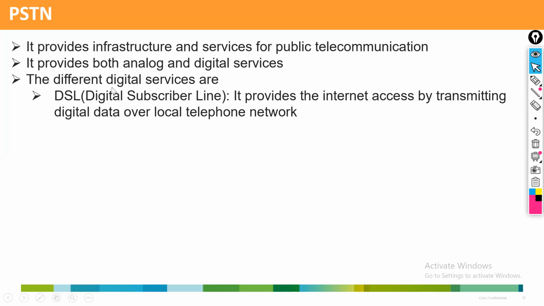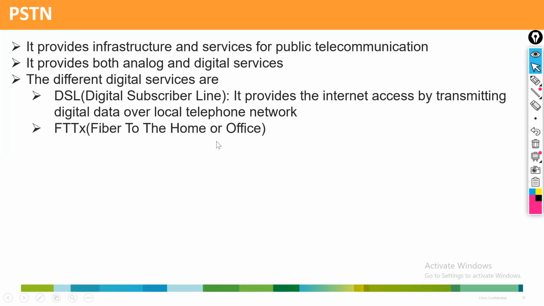DSL, but nowadays we don't have this. Earlier, when you took an internet connection, you would get that internet connection through a DSL connection. DSL is digital subscriber line. It provides internet access by transmitting digital data over the local telephone network. Means how were they providing it? First, they would use the telephone cable. Through the telephone cable, you would get internet as well as calls. That is DSL. After that, ADSL has come. DSL, ADSL connection.